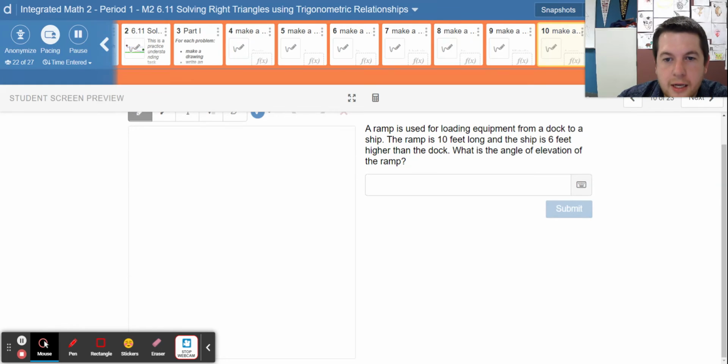So in this problem, we're trying to determine what the angle of elevation is for a ramp. We know that a ramp is loading equipment from a dock to a ship. The ramp is 10 feet long and the ship is 6 feet higher than the dock.